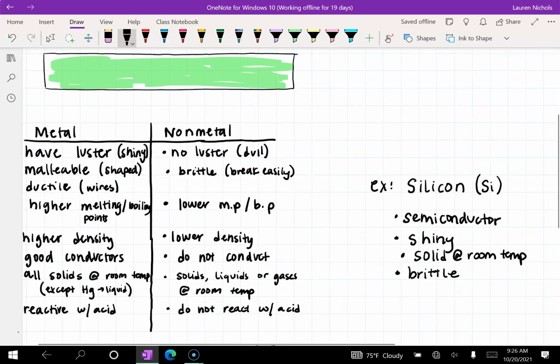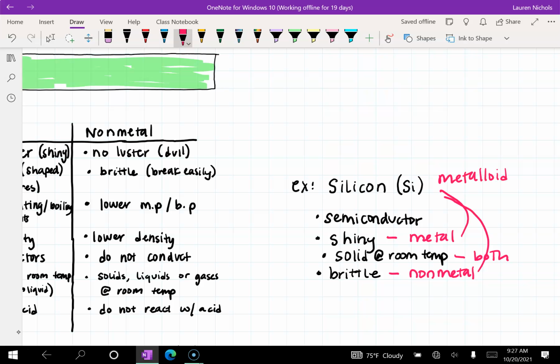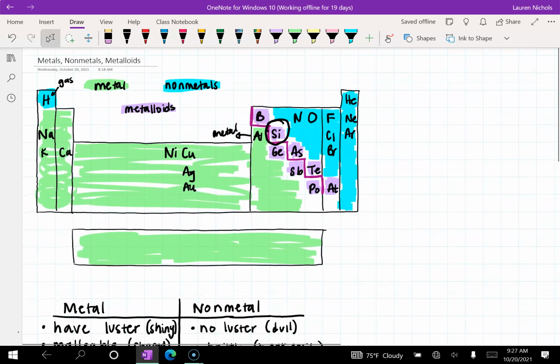Now, the thing to keep in mind here is that shiny and solid at room temperature could be either a metal or a nonmetal. Shiny is always a property of a metal, and brittle is always a property of a nonmetal. So the fact that both exist in silicon makes it a metalloid. So you'll see a combination of properties in these metalloids. And so this is the basics of our metals, nonmetals, and metalloids.